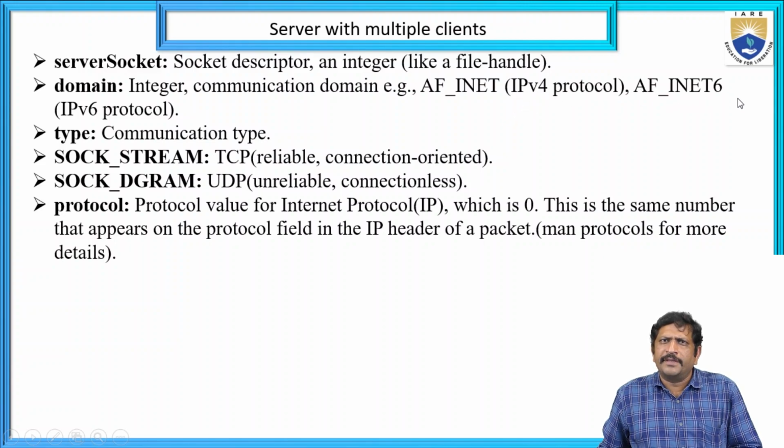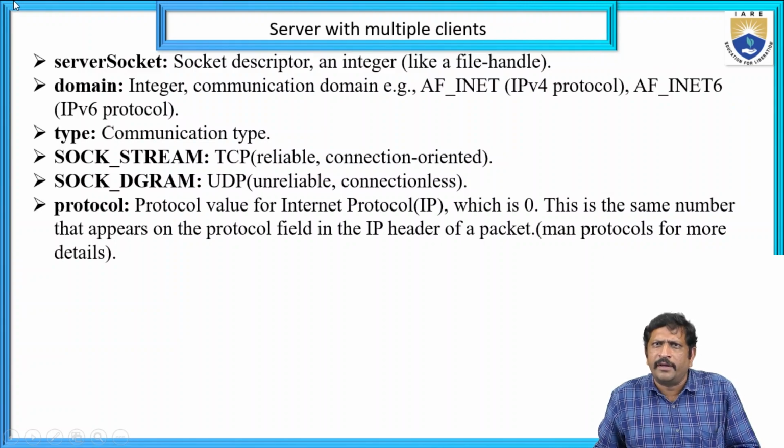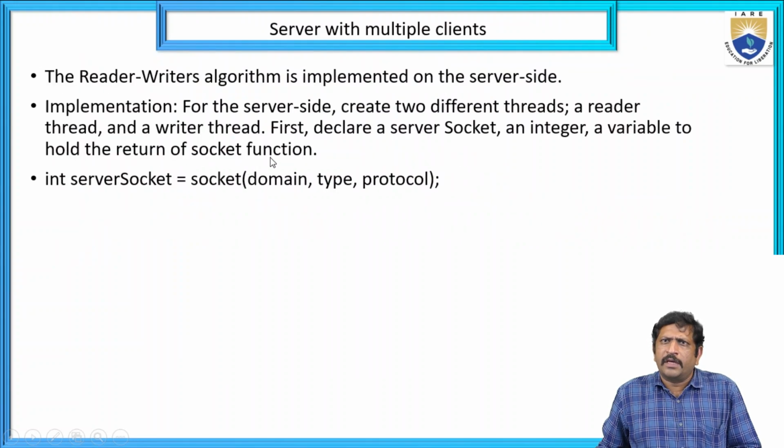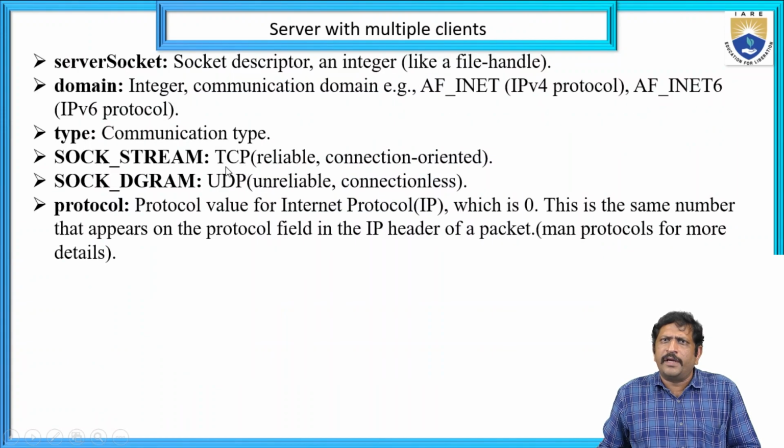AF_INET6, that is IPv6, the protocol we generally use now in communication. Here is the type, a communication type. Server socket: now if you take the server socket, it is a communication type. That means we are sending information from multiple clients to a single server, or receiving information from a single server to multiple other clients. Here the transparency can be effectively done.